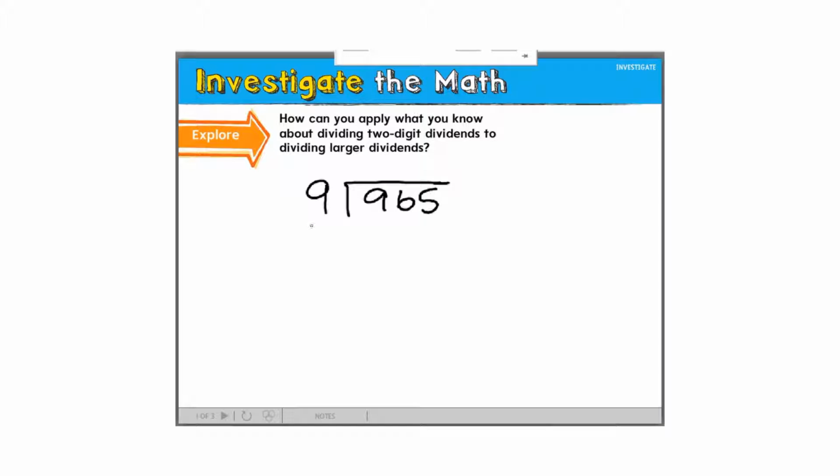So if I'm dividing first, which is step number 1, 9 goes into 9 once. Step number 2 is multiply. 1 times 9 is 9. Subtract. Bring down. Now here's what I mean. 9 into 6. Does 9 fit into 6? No. So Nolan, what do you think I would do?